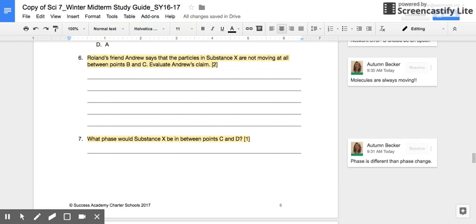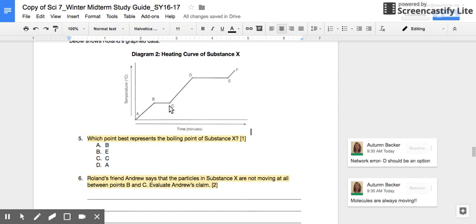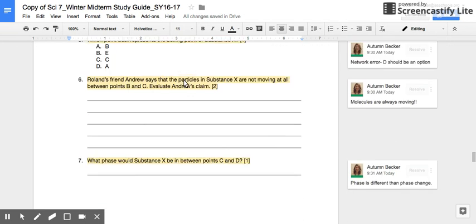It says, what phase would substance X be in between points C and D? So I needed to let you guys know now that a phase and a phase change are not the same thing. Many of you told me that between points C and D, there's a phase change occurring. You know that that's wrong. You know that this represents a state of matter. Any slopes represent a state of matter.